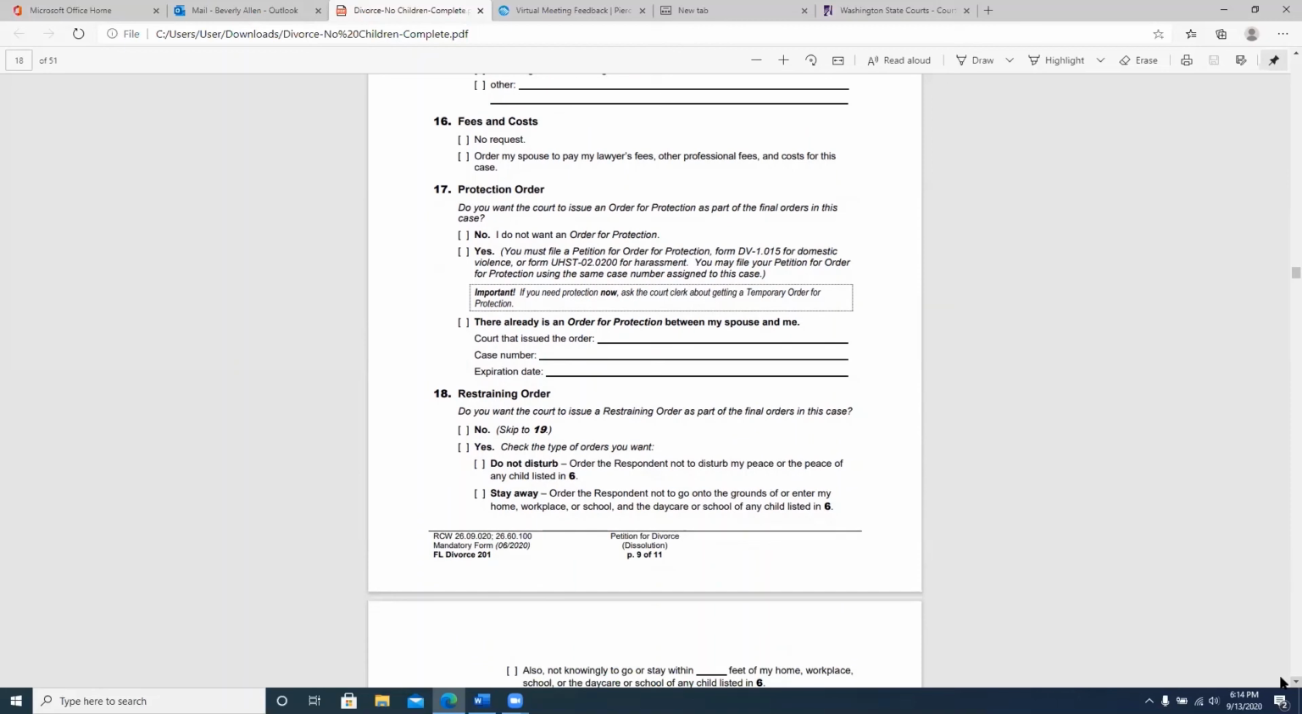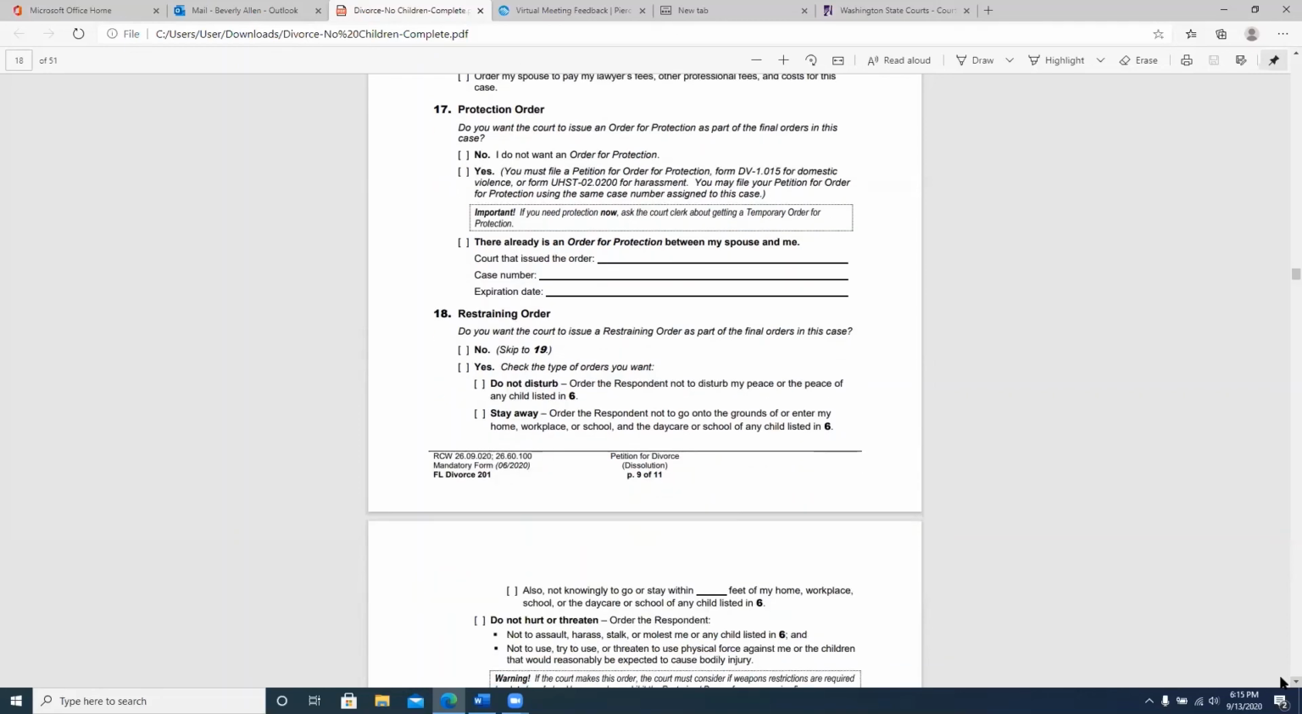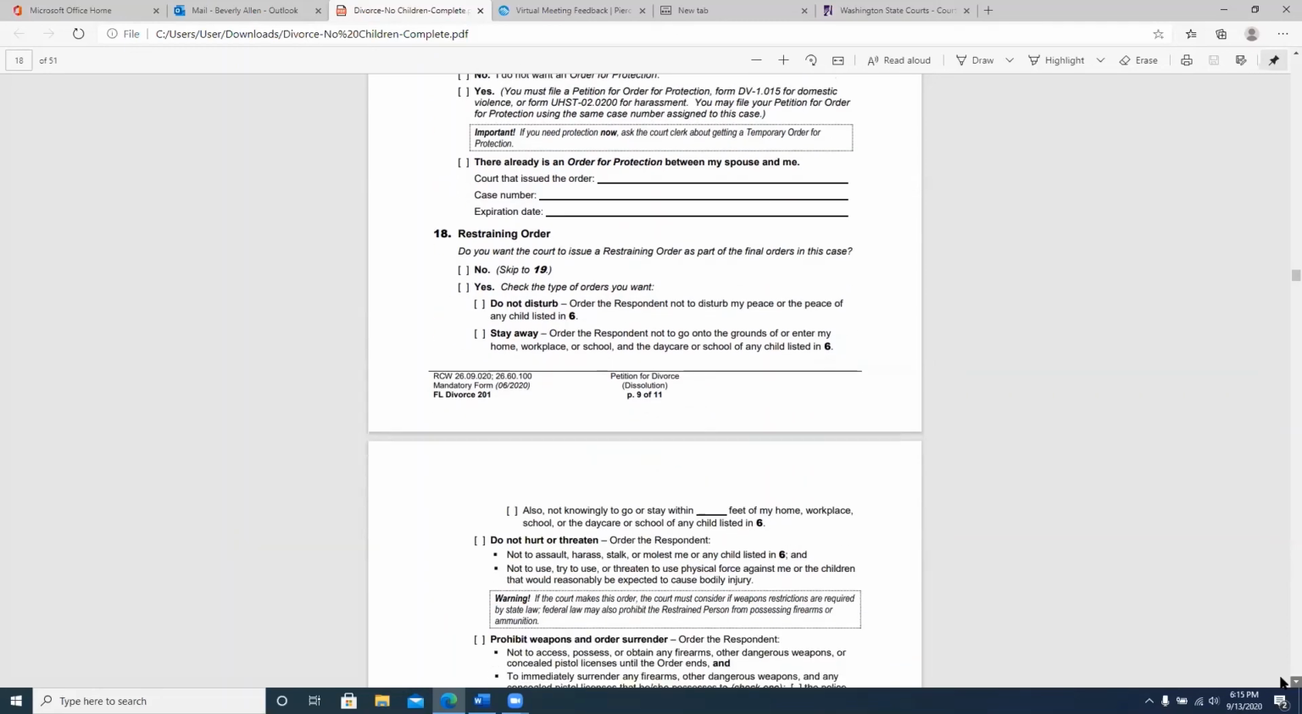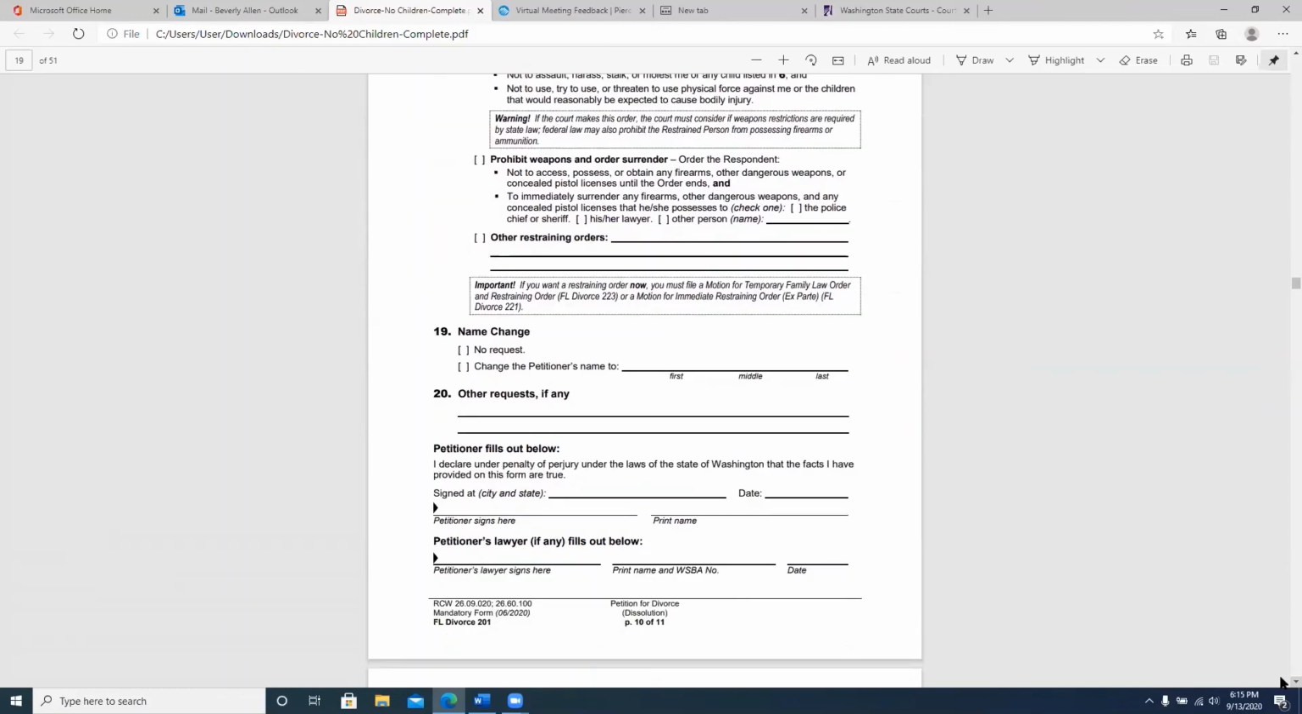Fees and costs, if you want the court to order the other person to pay your fees and costs, and if they agree to that, check that. Otherwise, usually if there's not an income disparity, I recommend just checking no request. If this is agreed, then generally speaking, the protection order and the restraining order do not apply.